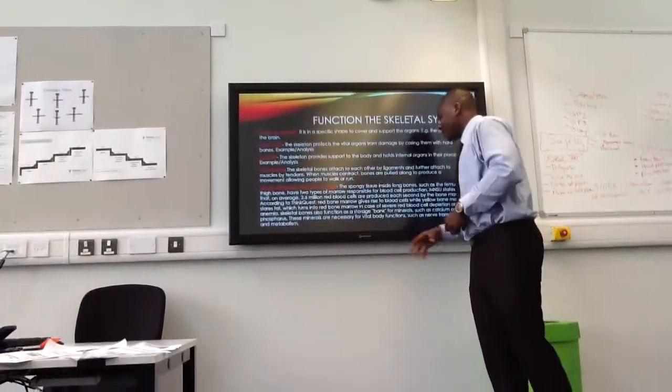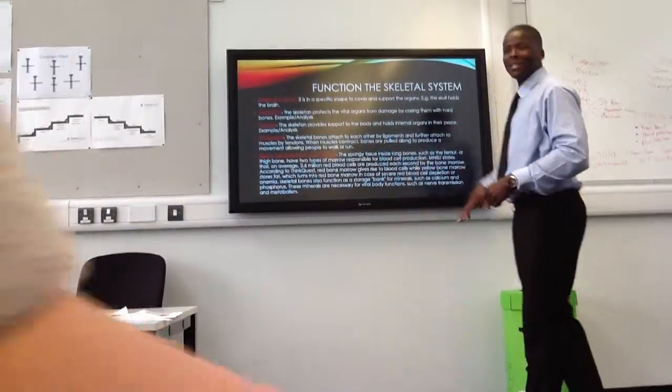Blood cell production and storage. The spongy tissue inside long bones, such as the femur or thigh bone, is responsible for blood cell production. You can read the rest here.